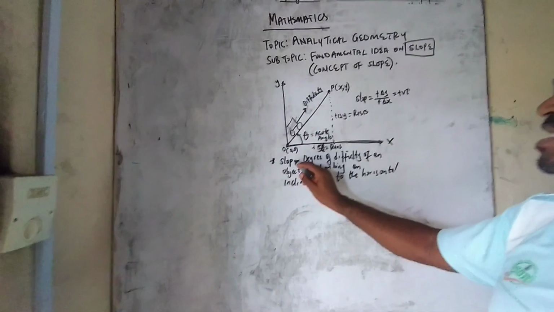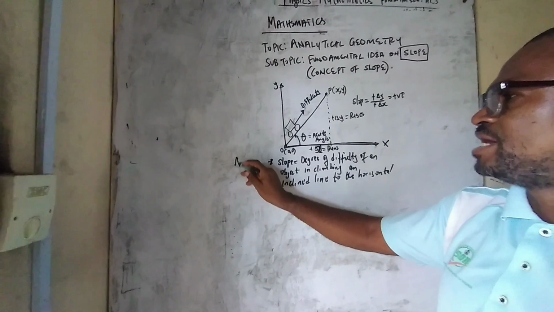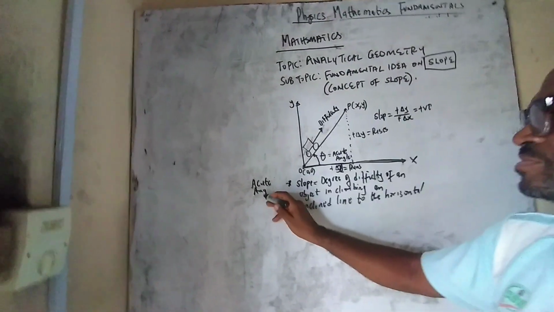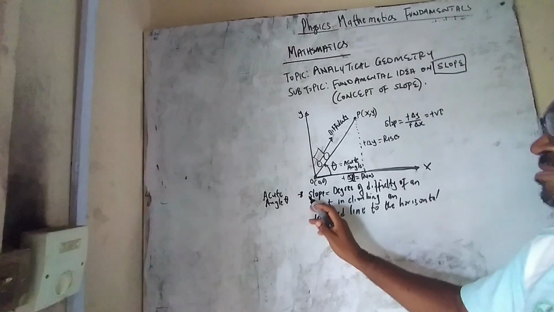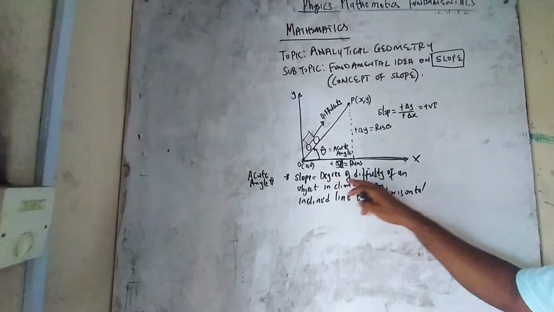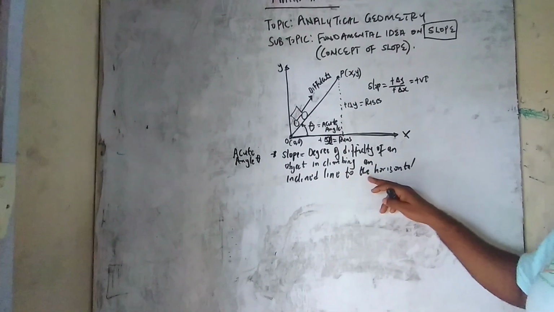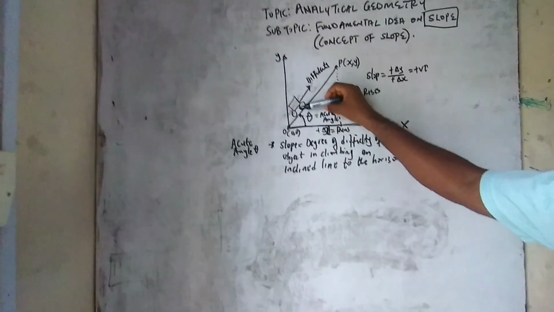So when you do this inclination at an acute angle theta to the horizontal, we define slope as the degree of difficulty of an object in climbing an inclined line to the horizontal. So this object will find it difficult to climb up.